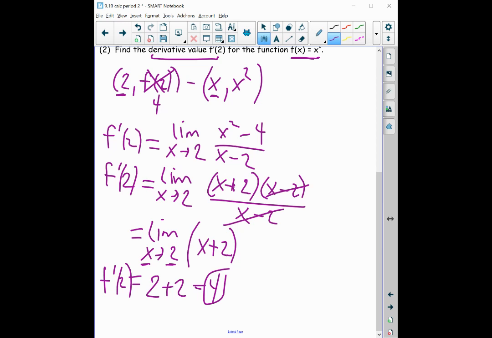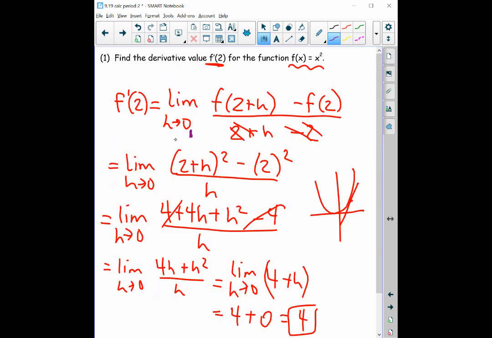So method 1: take a point at 2 and a point h spaces away from 2, find the slope, and then limit the space to approach 0. The second definition says, here's your point at 2. Here's a random second point that I'm not going to define, but then I'm going to limit the second point to become the first point. So definition 2, there's an x here. Definition 1, there's an h here. Okay, so it's very different and easy to get confused.